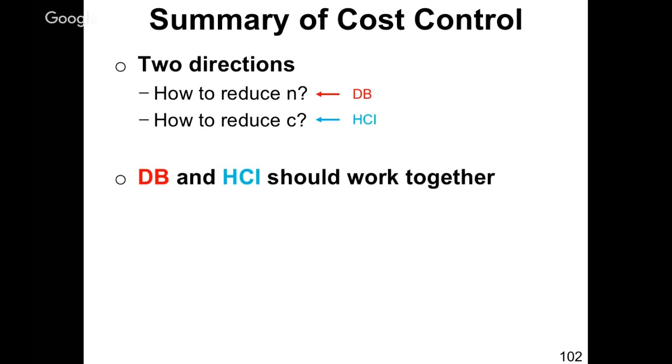And we believe that the database community and the HCI community should work together, because in reality your goal is just to reduce the cost. You don't care whether it is because you reduce the number of tasks or reduce the task price. If you combine the two ideas, usually it can give you a better result.